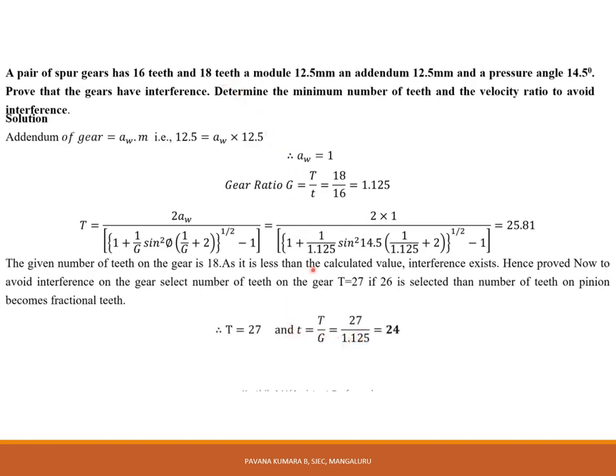So you just change the gear ratio. If it is 27, then 25 is nothing but 26. 26 is nothing but, gear ratio is how much? 1.125. You should get small t not in terms of fraction. So in such a way that you take capital T as 27, or else you can take 26 also, but if you take 26, then small t you will get in fraction. So to avoid that, you take 27, then small t you will get 24.